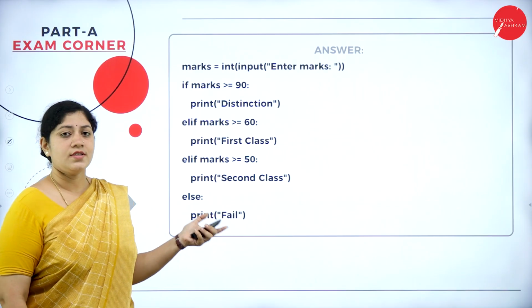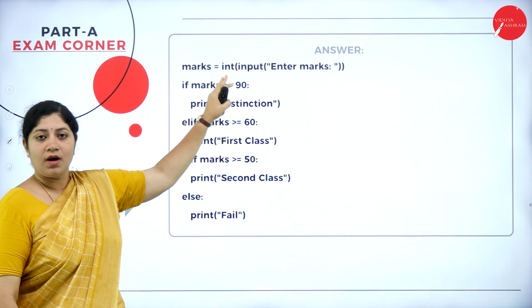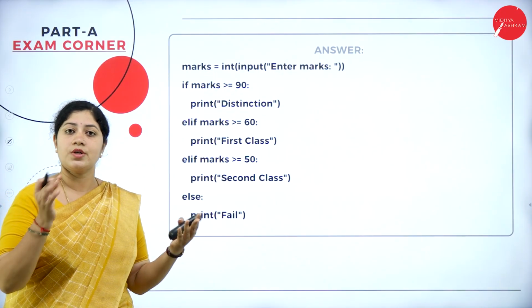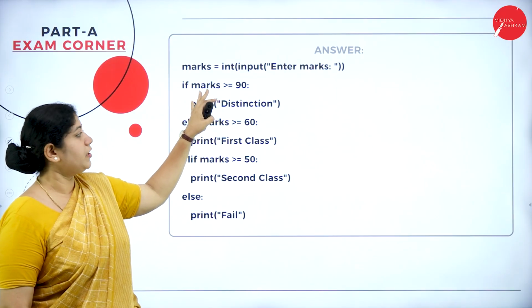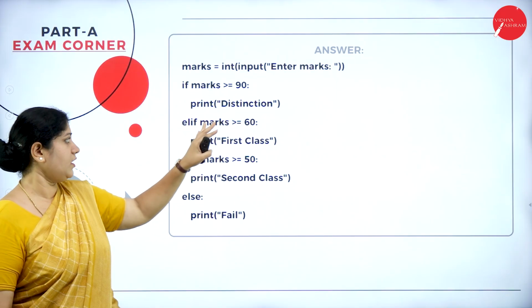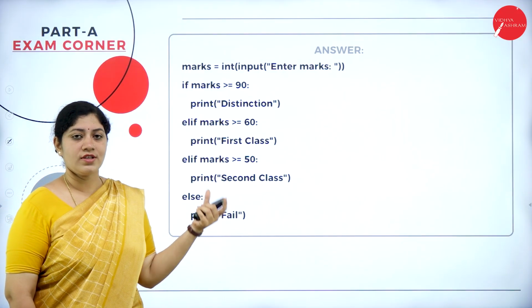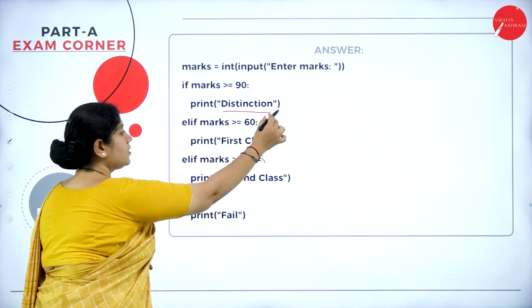All right, let's see the program using an else if statement. Starting with marks, we have considered marks as an integer where a user will input his marks. Then I'm writing an if statement where marks is greater than or equal to 90. If it is greater than 90%, then what has to be printed? It has to print distinction.